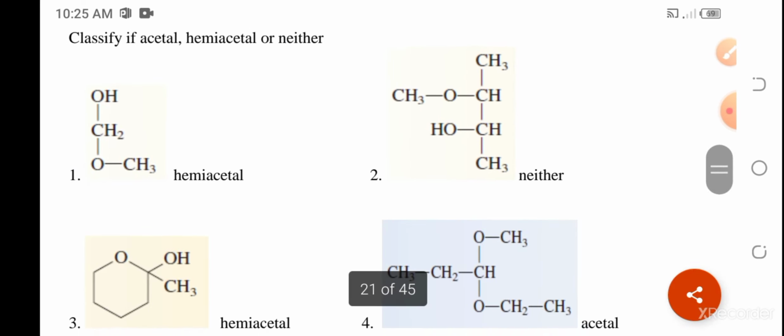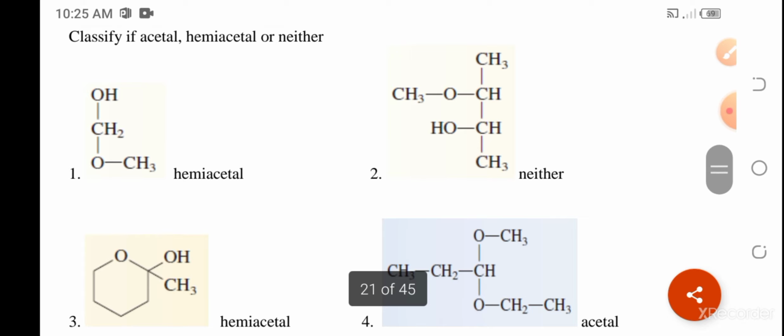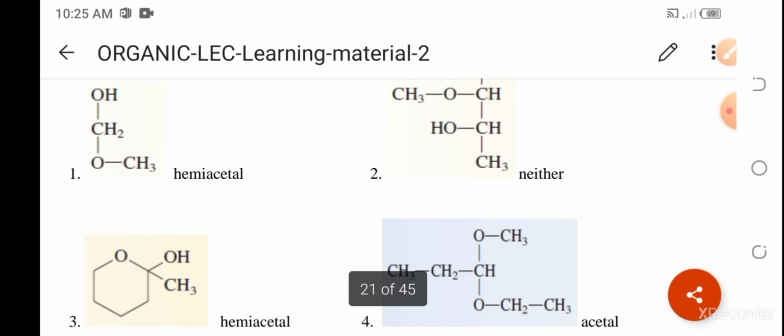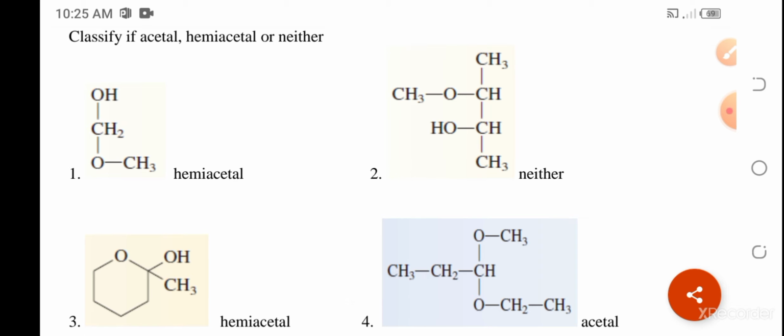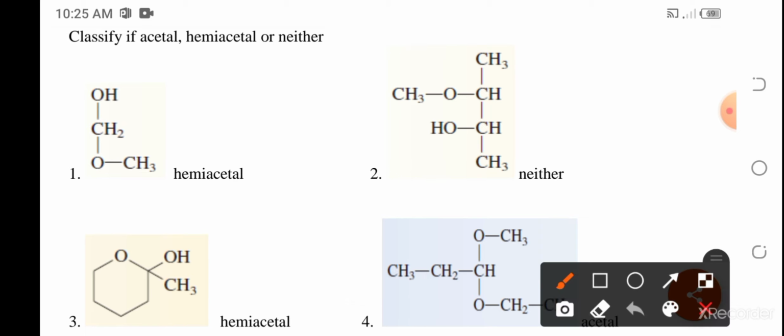Okay, so let's classify if this is acetal, hemiacetal, or neither. Okay, so ang hint here is you look for a carbon atom that contains both hydroxyl group and alkoxy for hemiacetal. For acetal naman, dalawang alkoxy. Okay. So, for this one, this is the carbon atom. Dito ang reference natin. Meron siyang hydroxyl group at meron din siyang alkoxy group. So therefore, this is a hemiacetal.